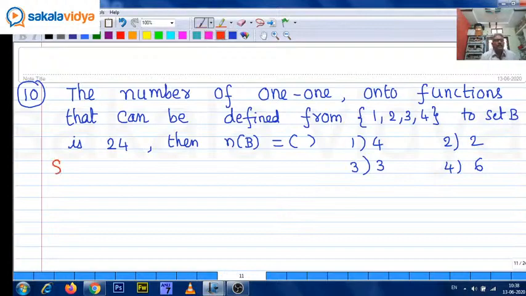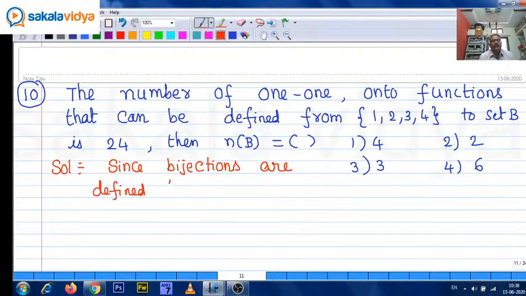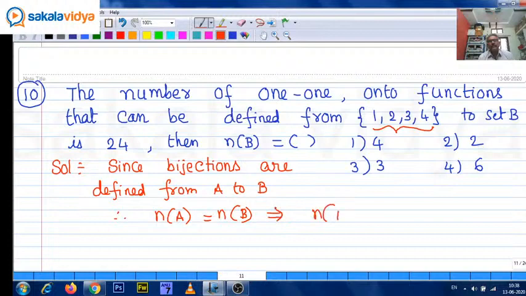So the solution is: since bijections are defined from A to B, therefore n of A equals n of B. Already n of A, how many elements are there? 4 elements. That implies n of B equals 4. That's why the first option is the right option.